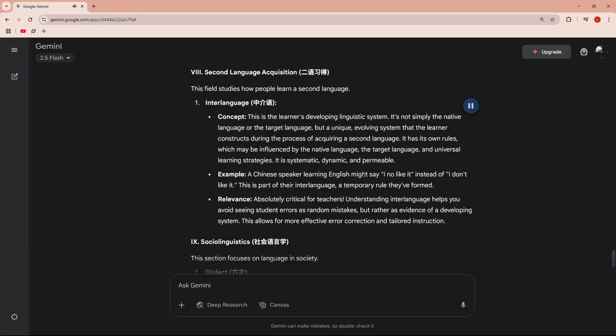Example. A Chinese speaker learning English might say, "I know like it," instead of, "I don't like it." This is part of their interlanguage, a temporary rule they've formed. Relevance. Absolutely critical for teachers. Understanding interlanguage helps you avoid seeing student errors as random mistakes, but rather as evidence of a developing system. This allows for more effective error correction and tailored instruction.